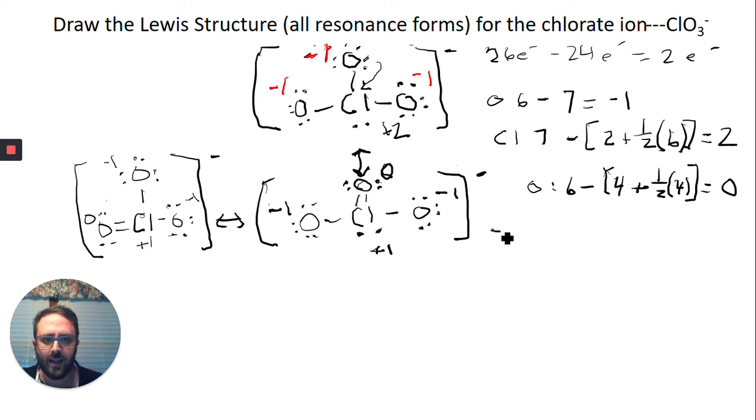Same thing. We could have drawn it a little bit different, right? So we could have had the double bond on this oxygen instead. So we still have the chlorine. Okay, single bond. This would be a single bond.